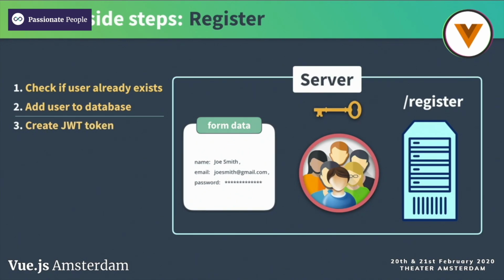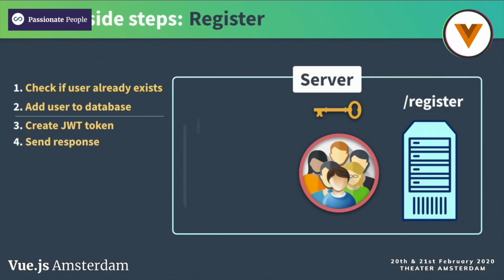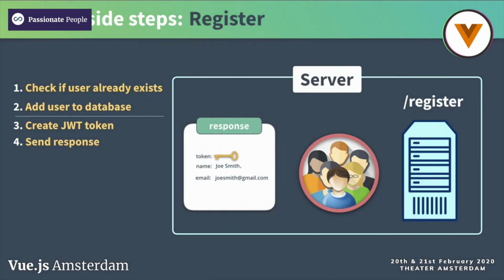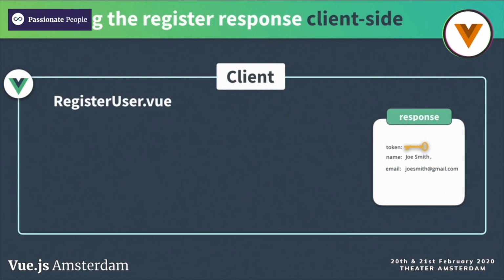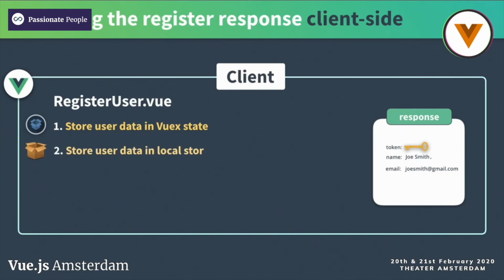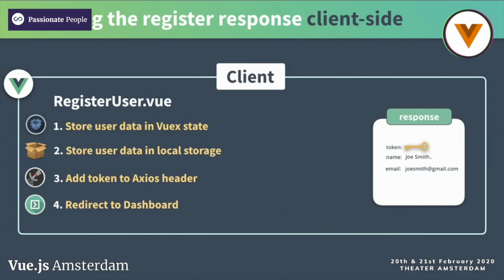So in order to do that on the server, we're going to create the JWT token and then send a response back, which includes that token. Then we can head back over to the client side. And then we've got several steps here. So we're going to store our user data in our Vuex state, store a copy of that in local storage. We're going to add the token to our Axios header, and then, of course, redirect to our dashboard. So let's look at the code for implementing this.